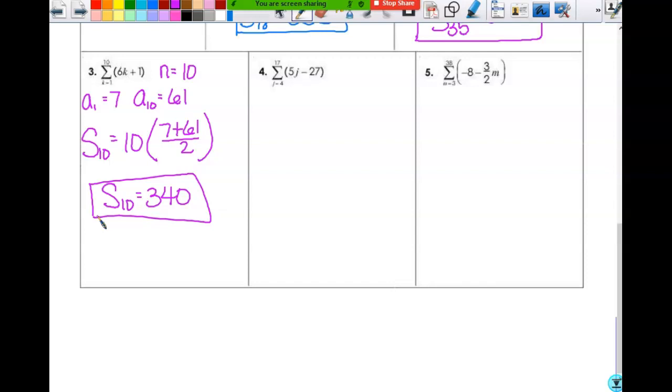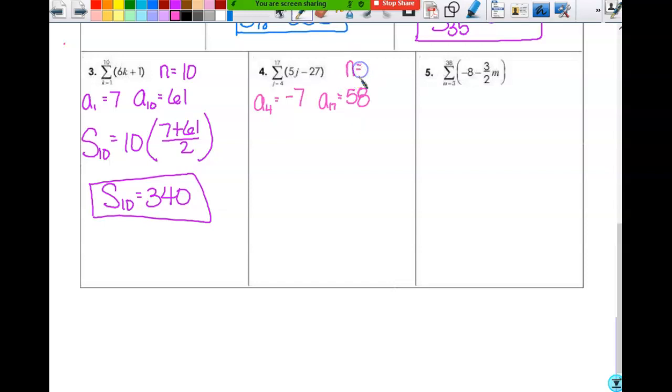So number 4 is very similar to that, but we don't start with 1, we start with 4. Okay, so the first term that I'm going to use here is actually the 4th term. So the 4th term would do 4 times 5, which is 20, minus 27 is going to be negative 7. I also need the 17th term. So 17 times 5 would be 85, minus 27, so that should be 58, I believe. Double check myself there. Yes. And I need n.